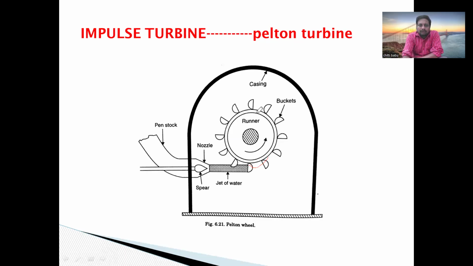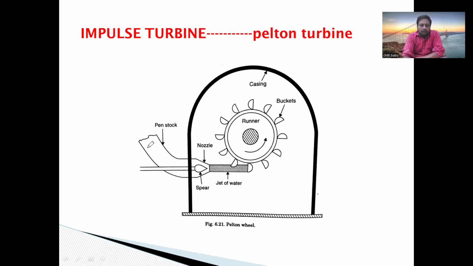Then the runner shaft will start rotating. That means whenever the runner is running, the runner shaft will be rotating. That means mechanical energy will be developed.